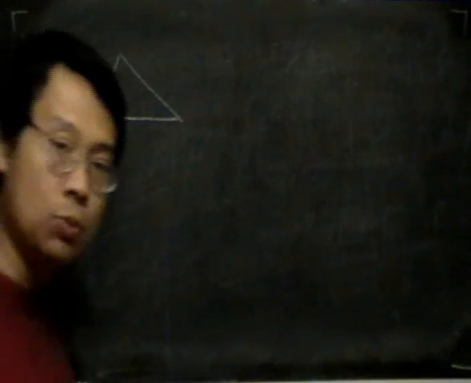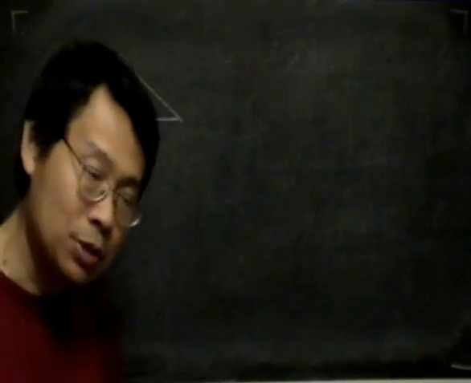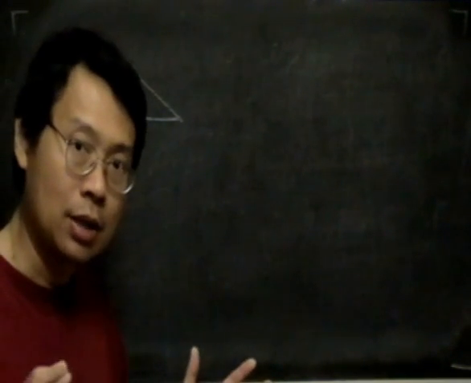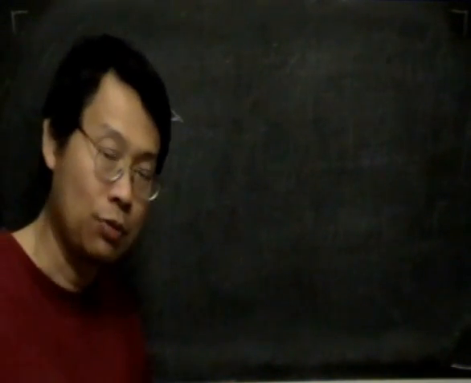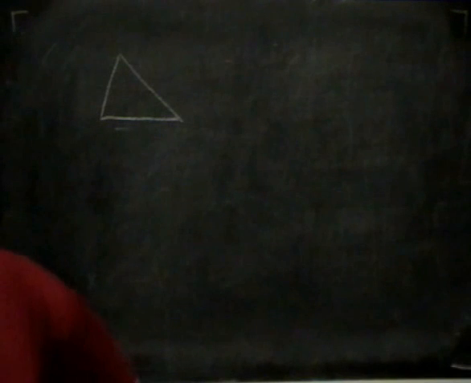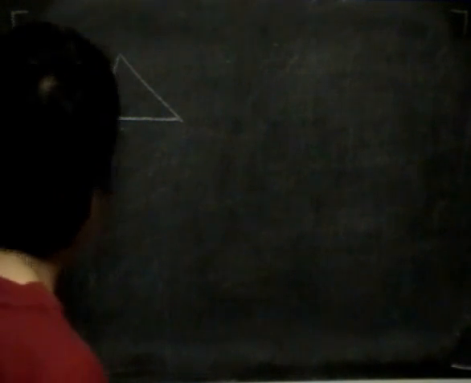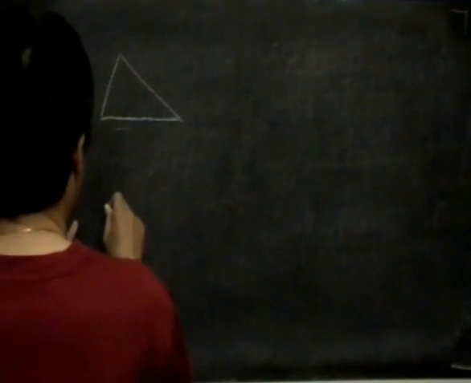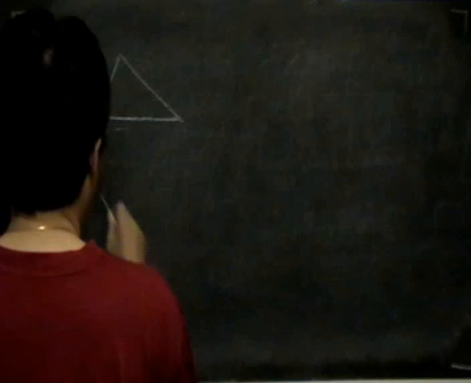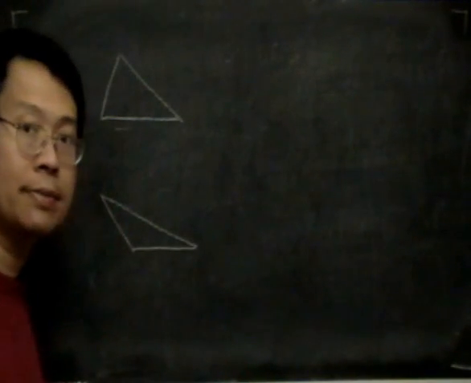So first, we will quickly look at the different shapes that a triangle can take, roughly. So we often see a triangle that looks like that. Now, a triangle can also look like that. That's also a triangle.